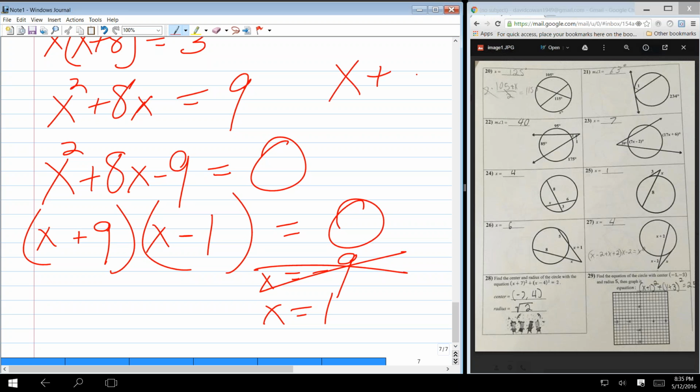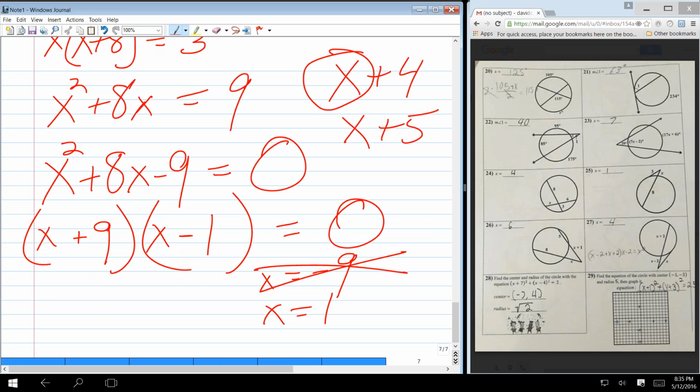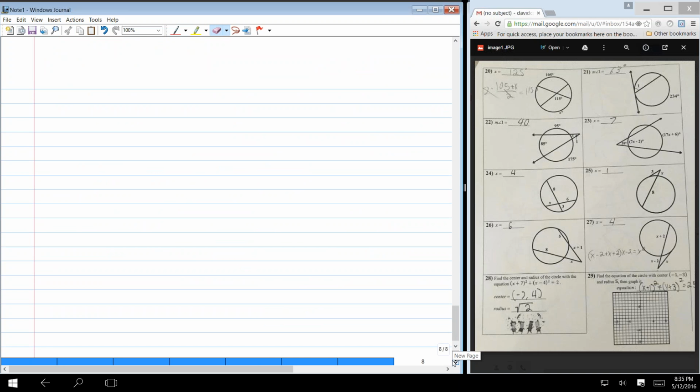In other words, if one is x plus 4 and the other is x plus 5, well then if I got negative 3 for x, I still have a positive dimension there. So it would be okay. In other words, you can't have negative dimensions. And in problem 25, x was a dimension. So throw out the negative.